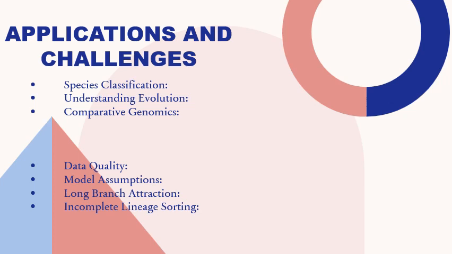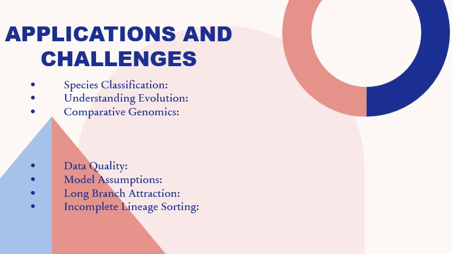Okay, so let's move on to data quality. This will be one of our challenges. Accurate sequence data are crucial, and errors or biases in sequences can lead to incorrect phylogenetic conclusions. Model assumptions. Phylogenetic methods make assumptions about evolutionary processes, and violations of these assumptions can affect results.